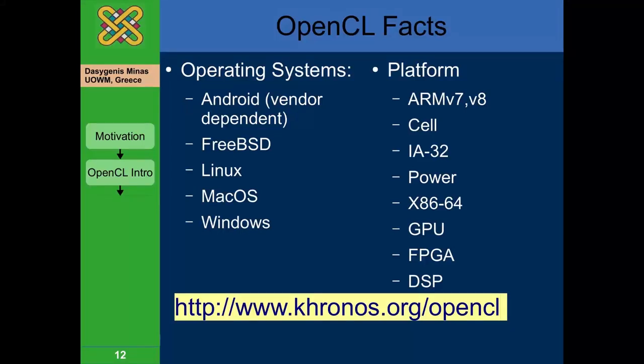Some OpenCL facts. They are supported on various operating systems like Android, FreeBSD, Linux, macOS, and Windows. And of course, the platform, which is the architecture, is FPGAs. Usually, the FPGA boards are connected via PCI Express to the main computer. And usually, this is supported because in order to use an accelerator, you have to transfer a large amount of data to the accelerator's memory. And PCI Express is the standard way of achieving this high bandwidth. Otherwise, other protocols like USB are too slow to handle this. GPU, x86, Intel 32, and so on.